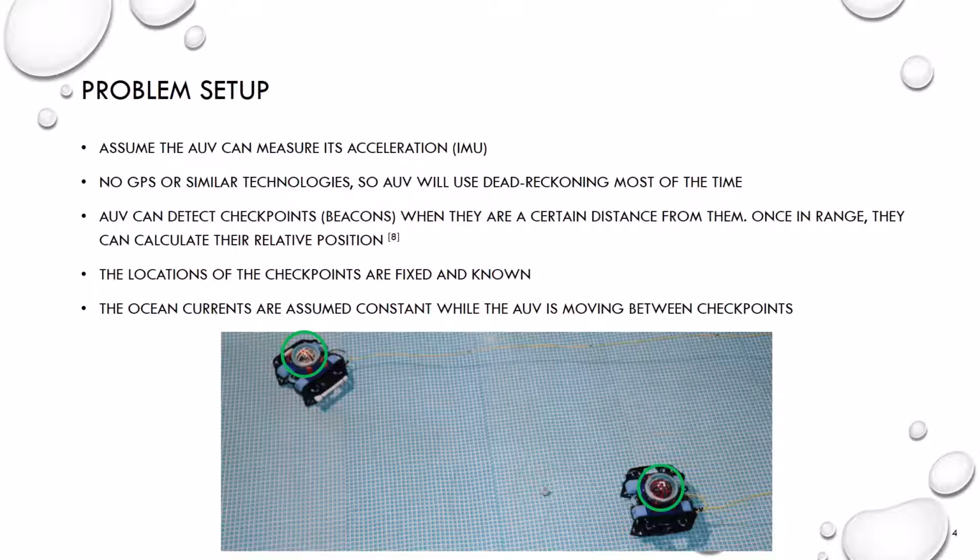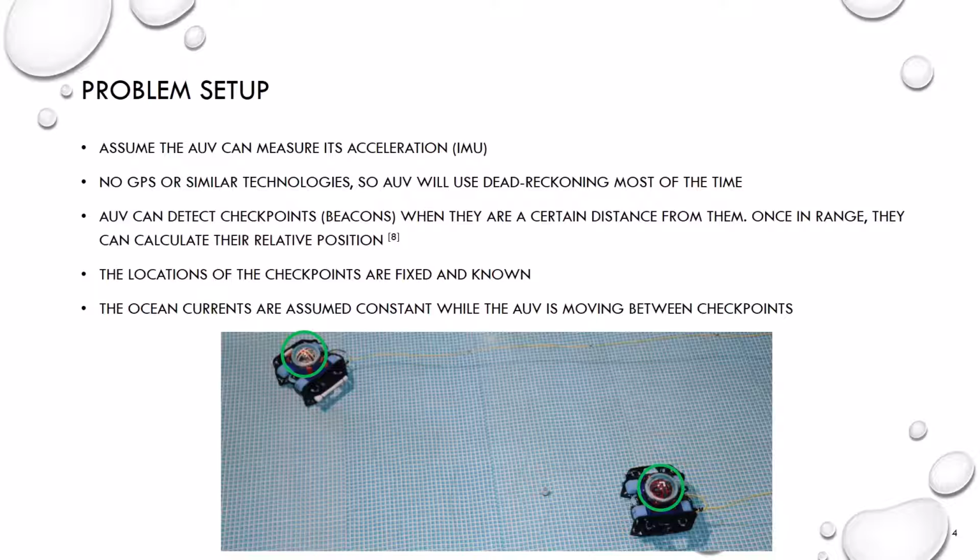The problem setup is as follows. We assume that the AUV can measure its acceleration using something like an IMU. We have no access to positioning information such as GPS, so the AUV will use dead reckoning most of the time. The AUV can detect checkpoints when they are a certain distance from them, similar to a beacon. Once in range, they can calculate the relative position with good accuracy. This allows the AUV to reposition itself and be able to start the next motion from a known position.